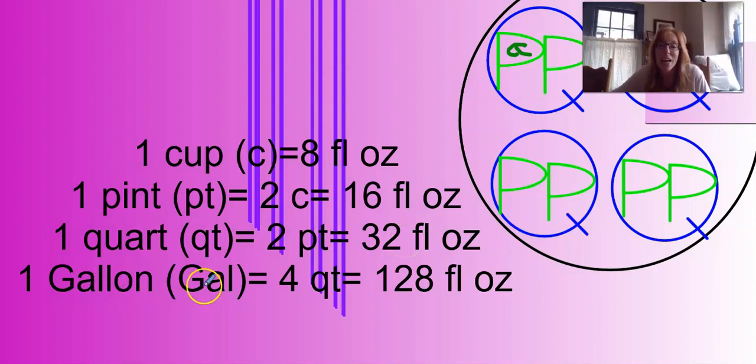And then a gallon has 4 quarts. 1, 2, 3, 4 quarts. And we know 1 quart has 32. So it'd be 32 times 4. Oh, I wish my pen would work. Let me see if I can get it to write on this one. No, it won't, but I'll do it here. 32 times, I messed that up.